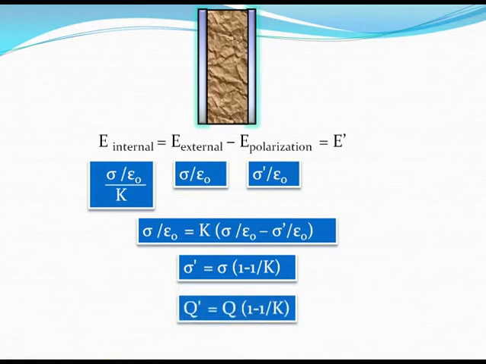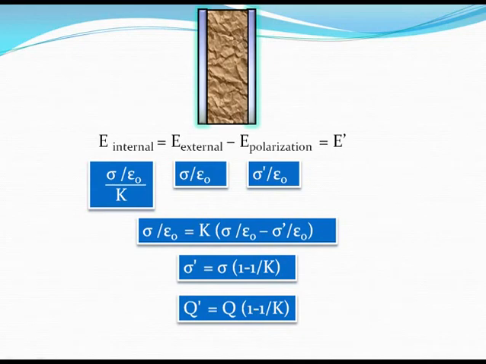Now sigma is simply Q by A. So if we replace sigma dash by Q dash by A and sigma by Q by A, we get Q dash equal to Q into 1 minus 1 by K. Again, this implies that the net induced charges on the surface of a dielectric are 1 minus 1 by K times the net charge on the capacitor plates.